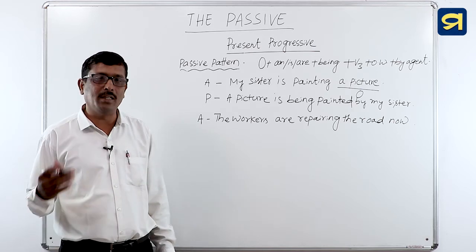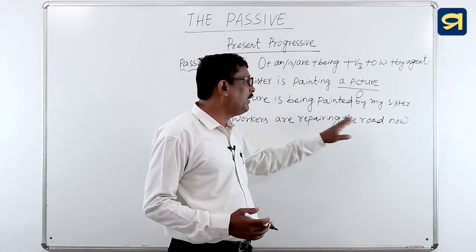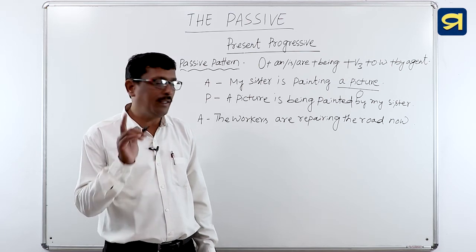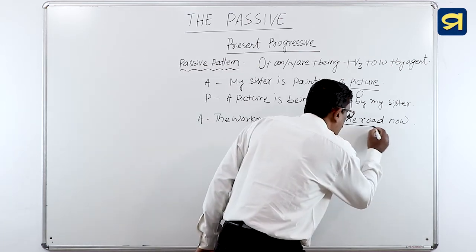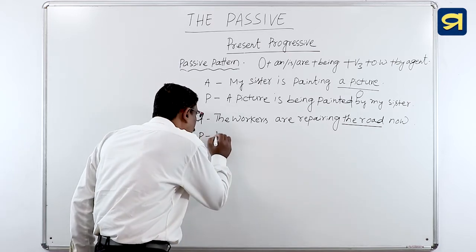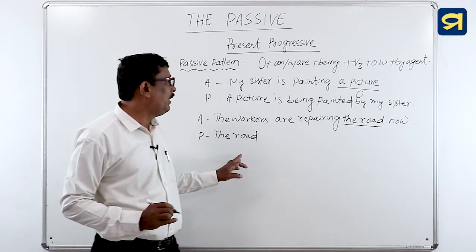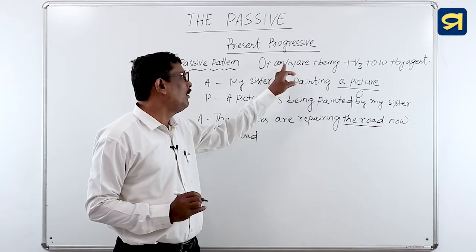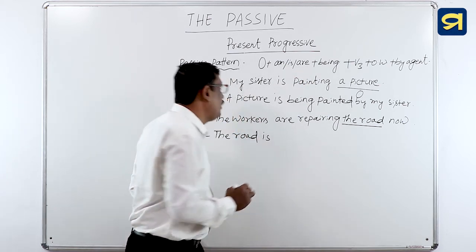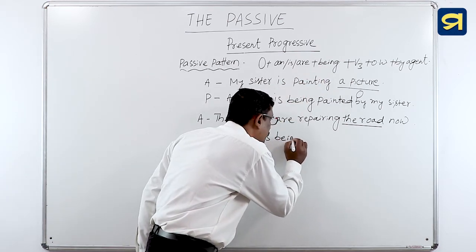Dear children, now change the voice of the second sentence. The workers are repairing the road now. Which one is the object of the sentence? Very good. The road. So what you will use in the beginning of the sentence of the passive voice? The road. Road is followed by what? Either am, is or are. Very good. Is. After is what you will use? Being. Then we will use being.